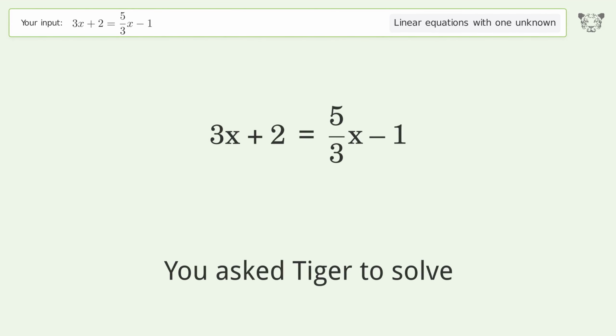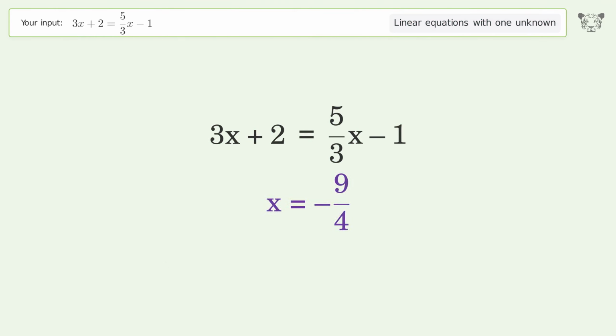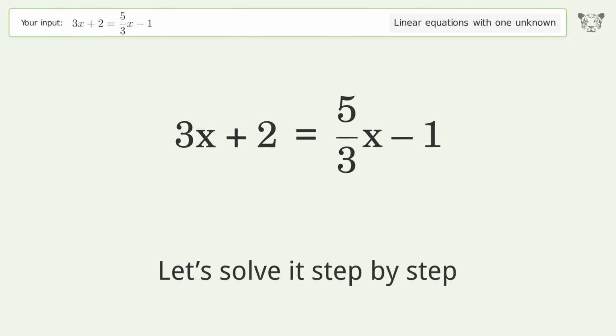You ask Tiger to solve this. It deals with linear equations with one unknown. The final result is x equals -9/4. Let's solve it step by step.